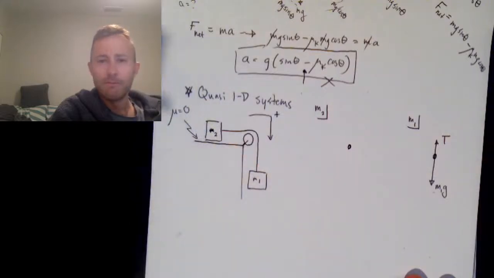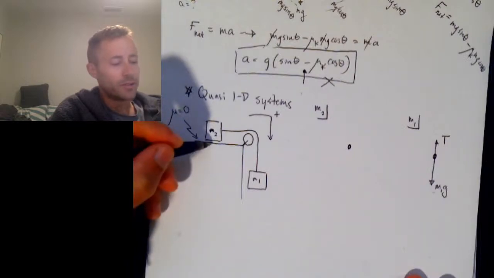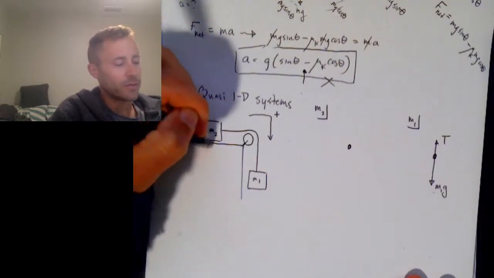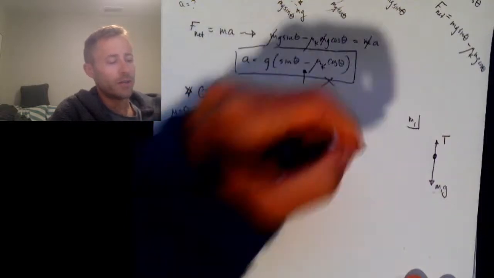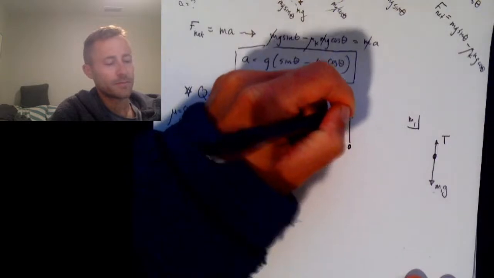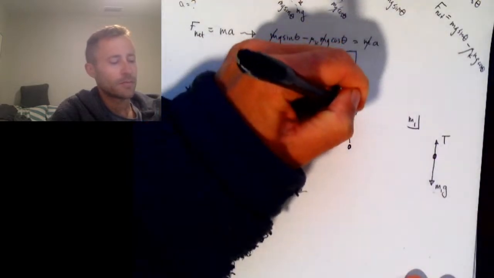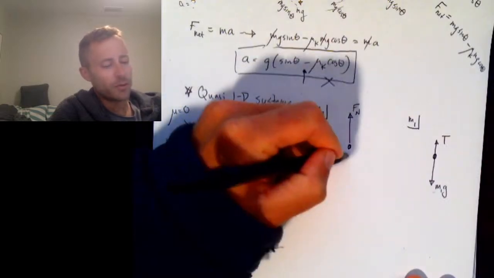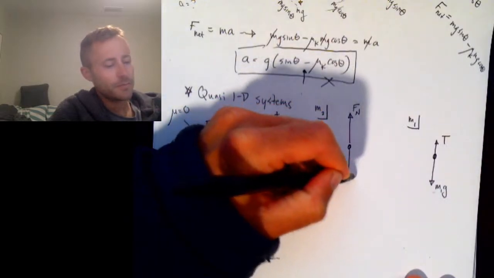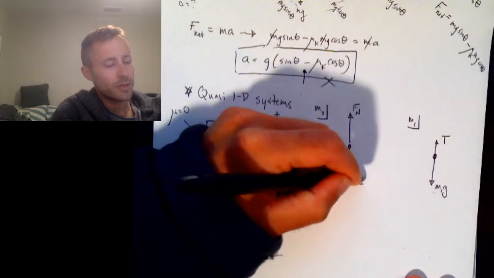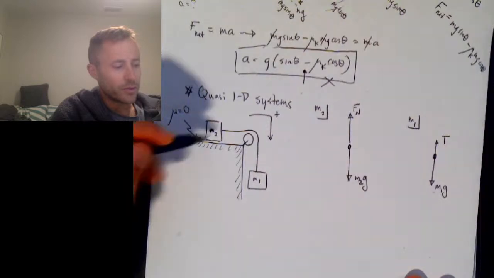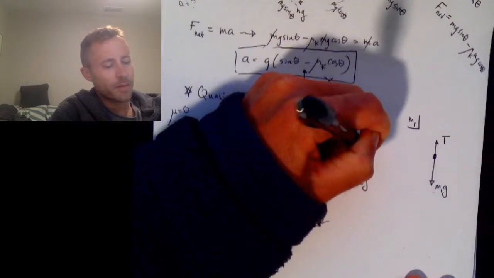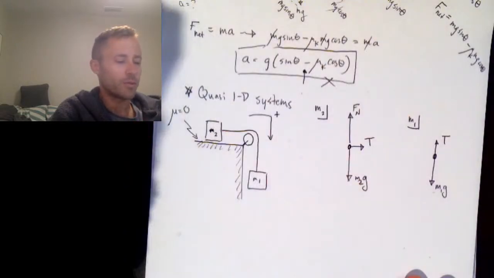For M2, M2 is in contact with the surface of the table, right? So it is going to have a normal force. It has its weight force. So that should be M2G. It has no friction, so there is no friction, but it is being pulled to the right by the tension of the rope.